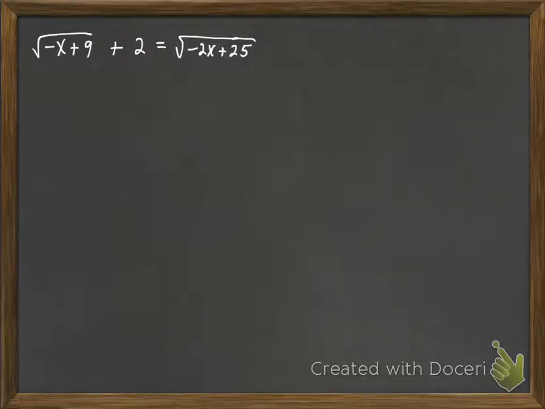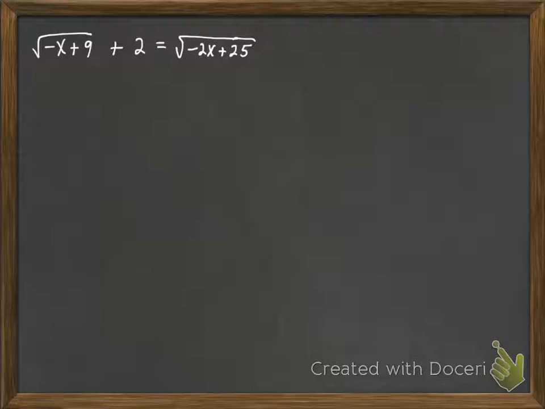Okay, we have this question from the homework. This is a problem involving two radicals. We didn't get into this in class, but the process is very similar. First, we need to have one radical by itself, and because we have two, we're actually going to end up having to square both sides twice.